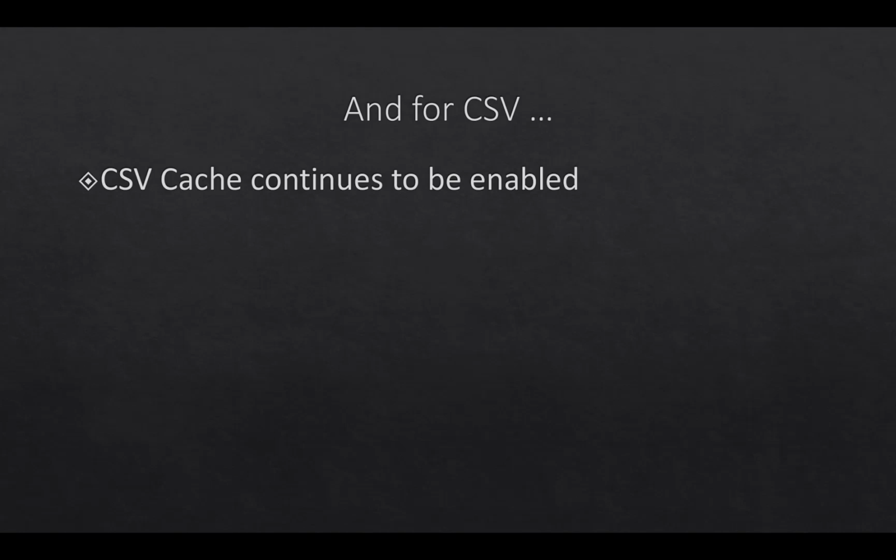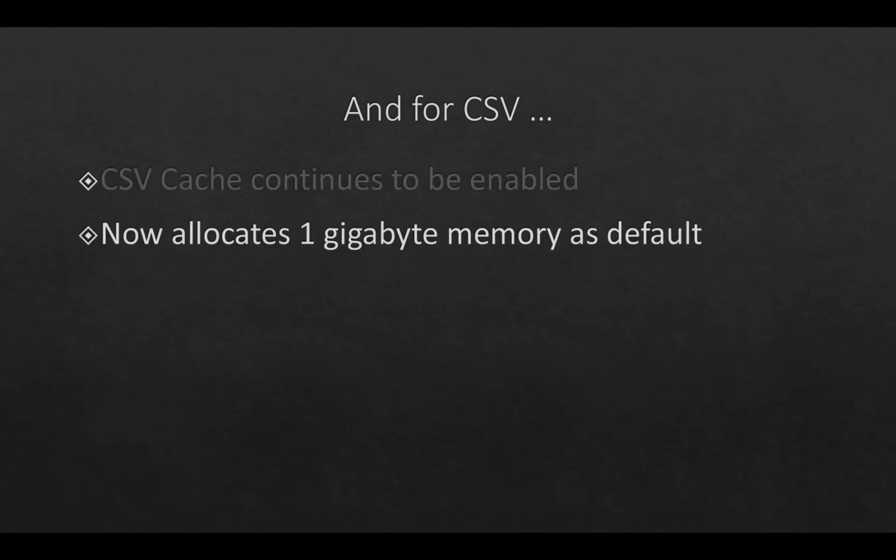For CSV, cluster shared volumes, CSV cache continues to be enabled. We actually enabled it in 2016, but in 2016 we did not give a cache size. One of the things that we kept getting asked is, what's a good size to start with? This is my workload, what should I set it for? So in 2019, we're now allocating 1 gig memory as a default.